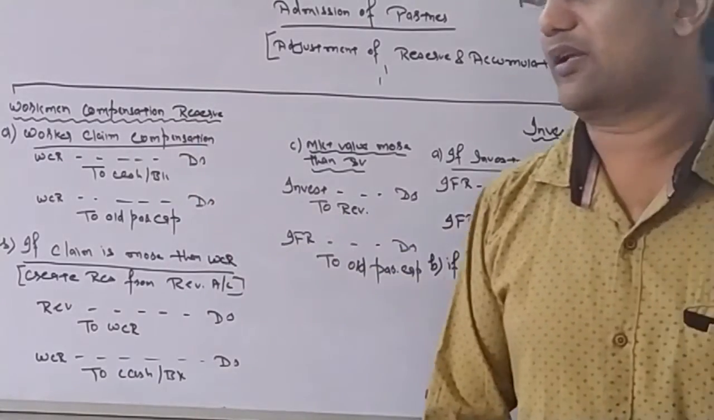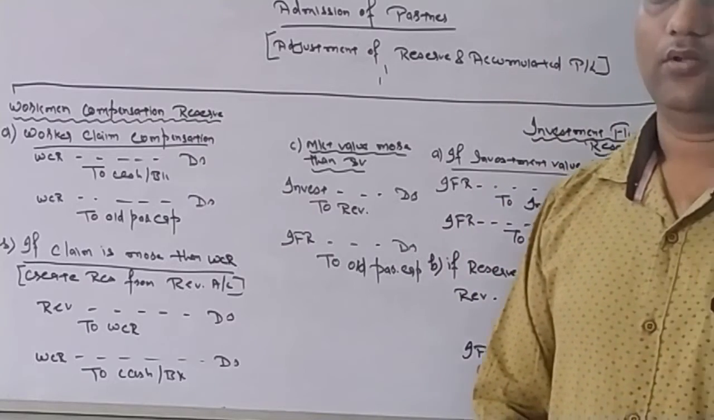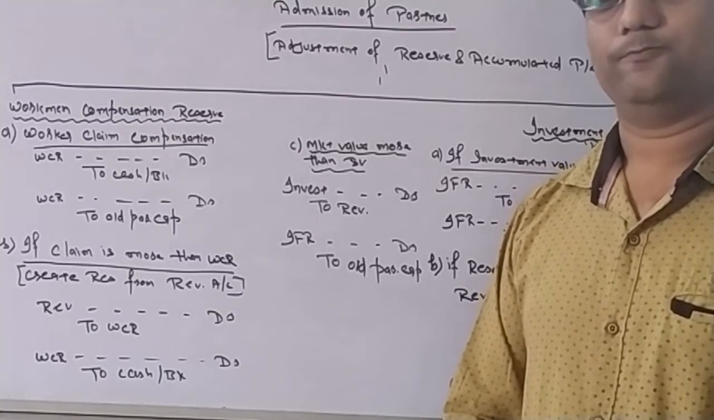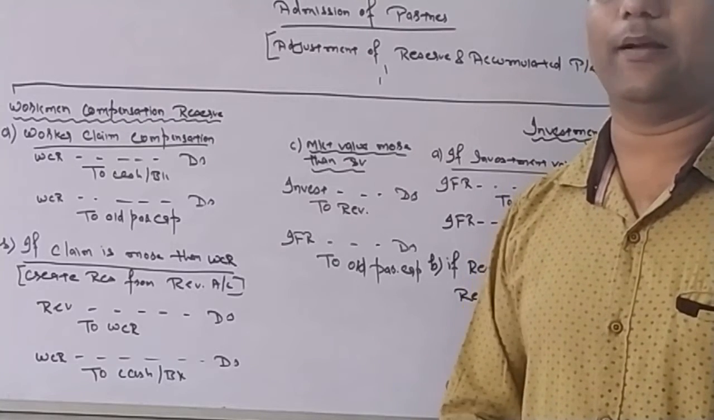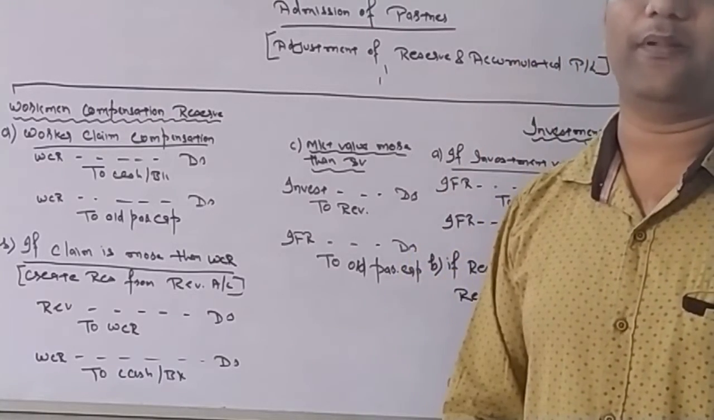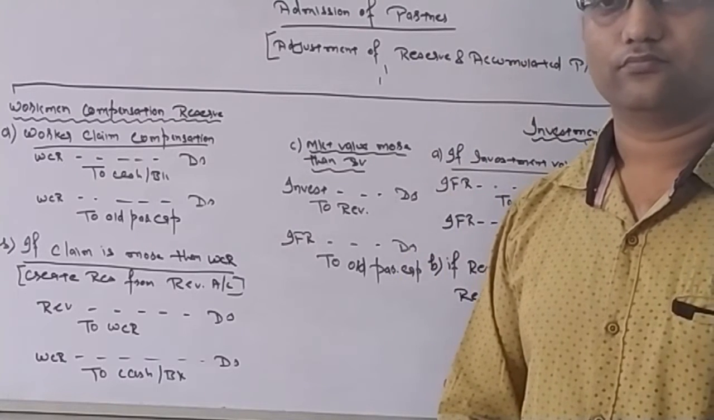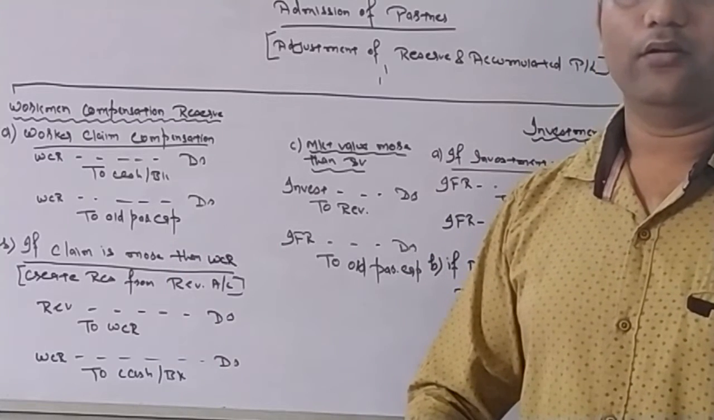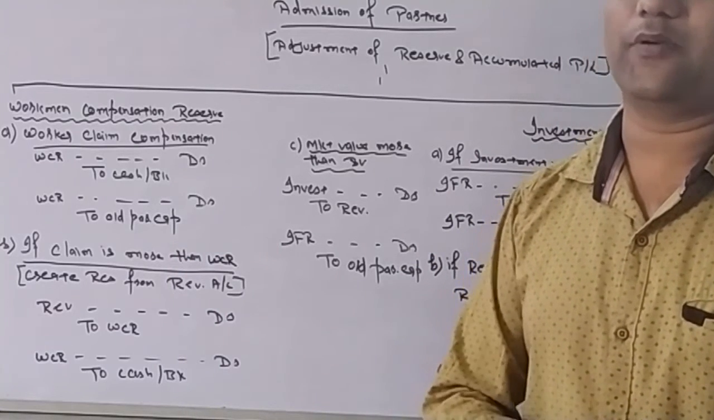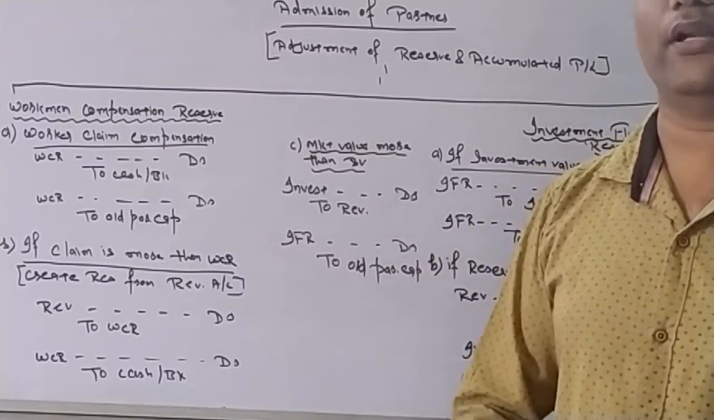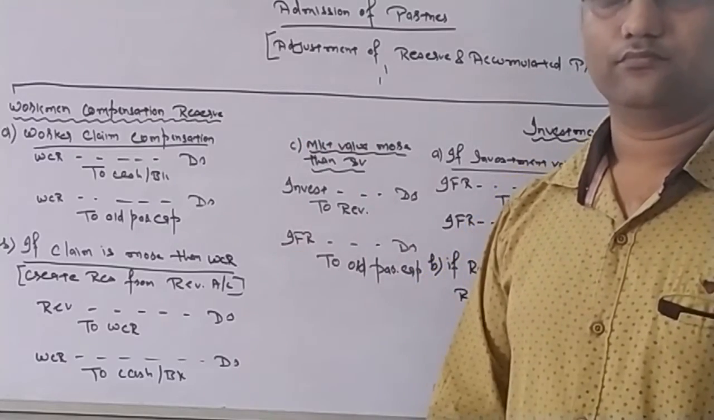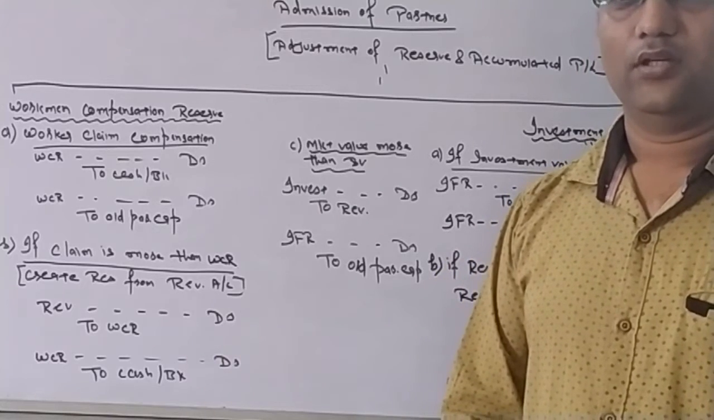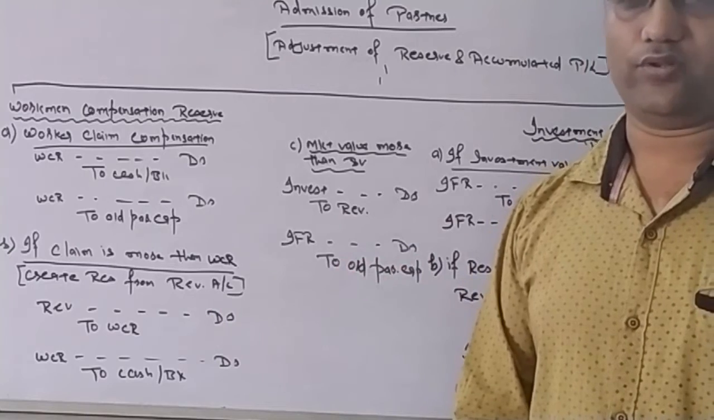First case, worker claims compensation. One worker got injured, he came and he is claiming compensation. Suppose, let's say an example, in our balance sheet, workman compensation reserve is 10,000. I have a reserve of 10,000. One worker came and says he has become injured and he is claiming 3,000, and the company has admitted that claim. The company accepted, yes, we need to pay you 3,000. How to deal with that situation?